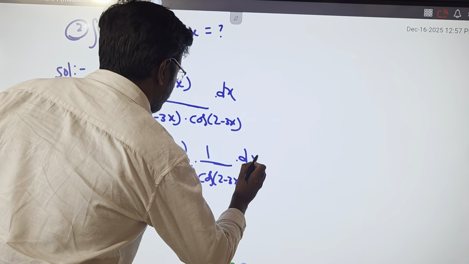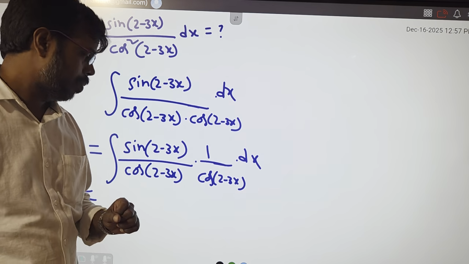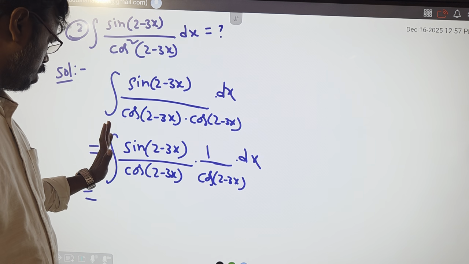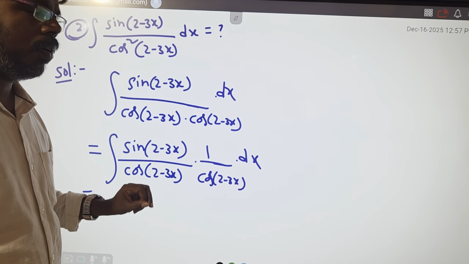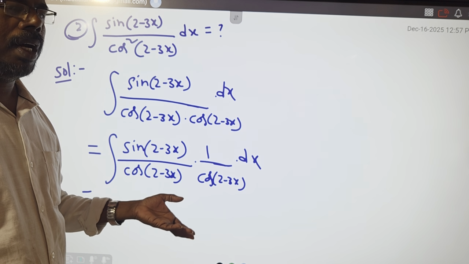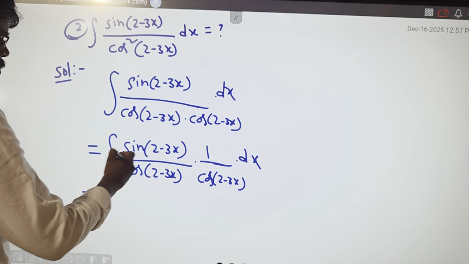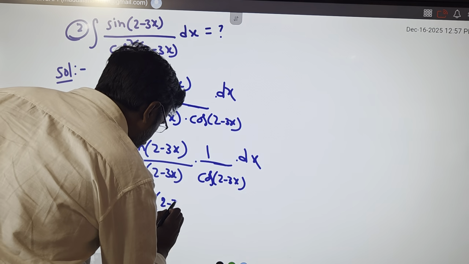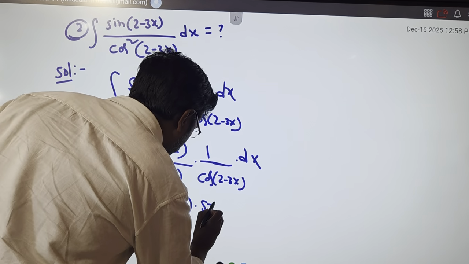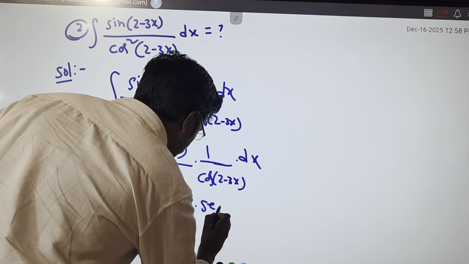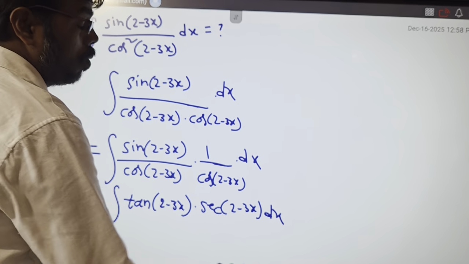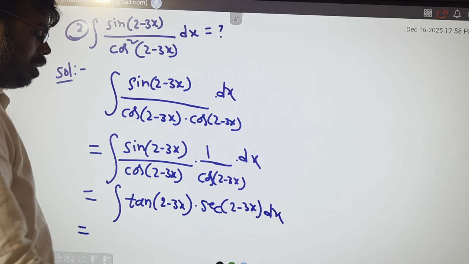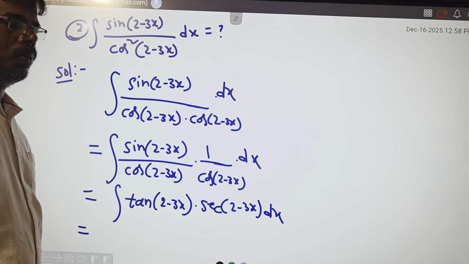This is equal to what? Sin theta by cos theta equals tan theta, and 1 by cos theta equals secant theta. So immediately I can simplify it into integral tan of 2 minus 3x into secant of 2 minus 3x dx. This is like integral secant theta into tan theta. What is the result? Integral secant theta tan theta equals secant theta.